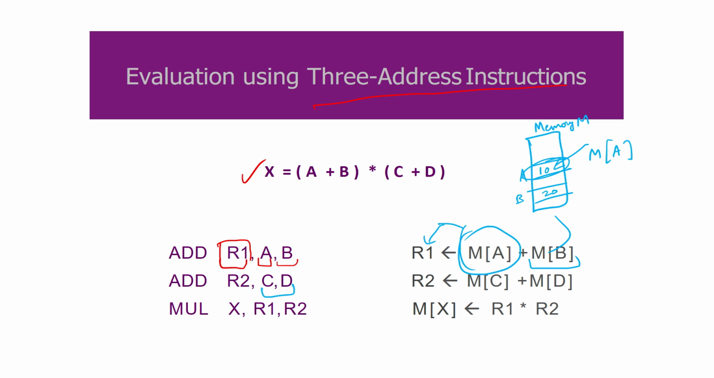Similarly, C plus D is sent to R2. Now we want to multiply R1 and R2 and save the result in X. So M of X is saving the result of R1 multiply R2. So this is by using 3 address instruction. 1, 2, 3.